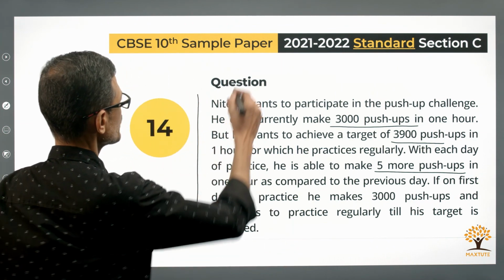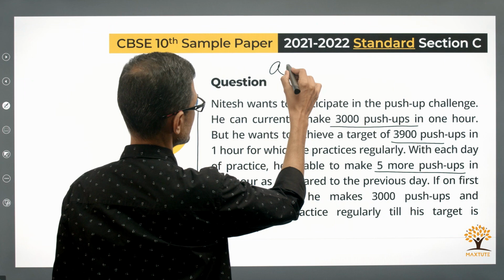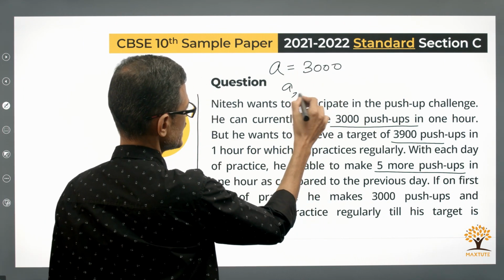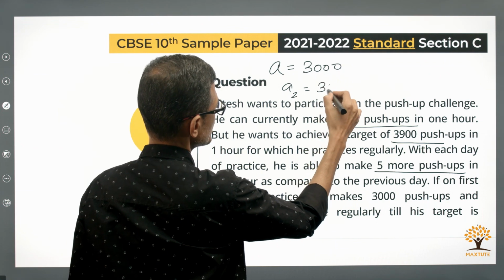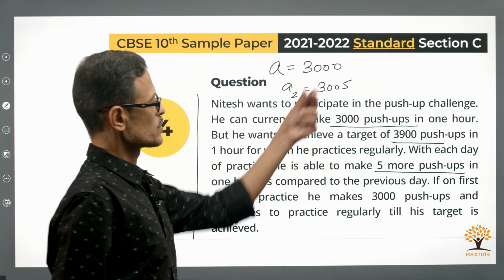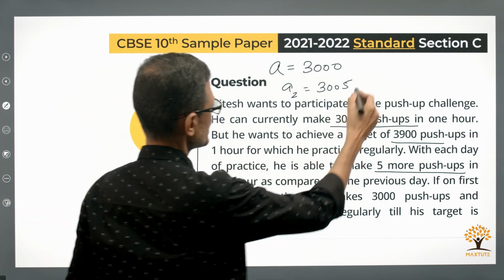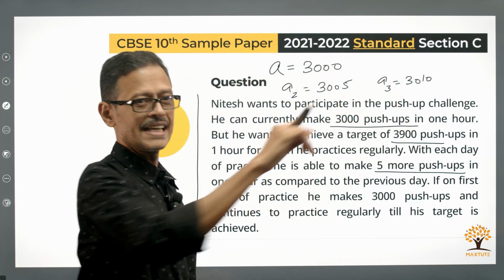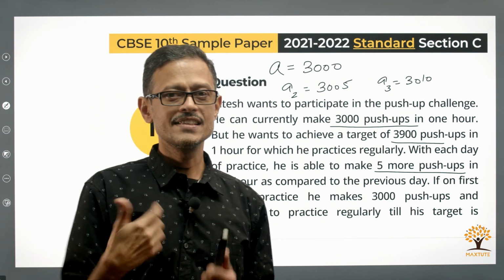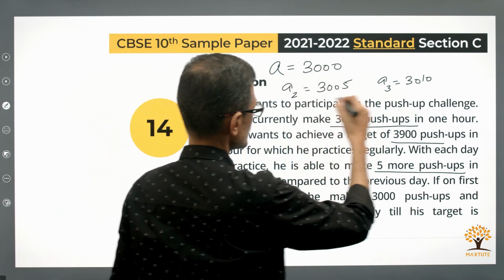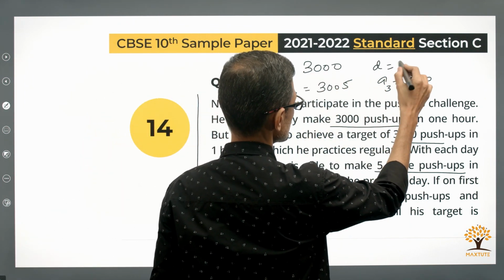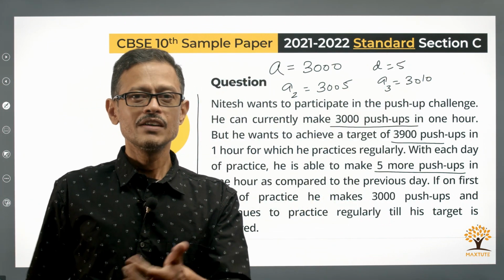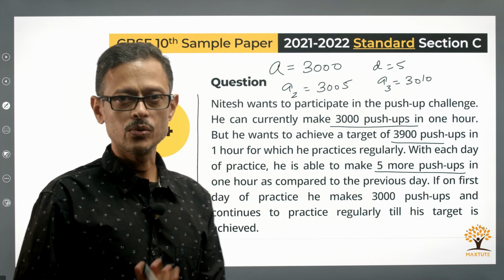So quickly, day 1, the number of push-ups he does, we'll call it A, is equal to 3,000. Day 2, we'll call it A2. The number of push-ups he'll be able to do is equal to 3,005. It's 5 more than that. Day 3 is going to be equal to 3,010 and so on. So each day, the count of push-ups is increasing by 5, which means it's in an arithmetic progression with a common difference of 5. So this much is established here. Starting with 3,000, we need to reach a target of 3,900.